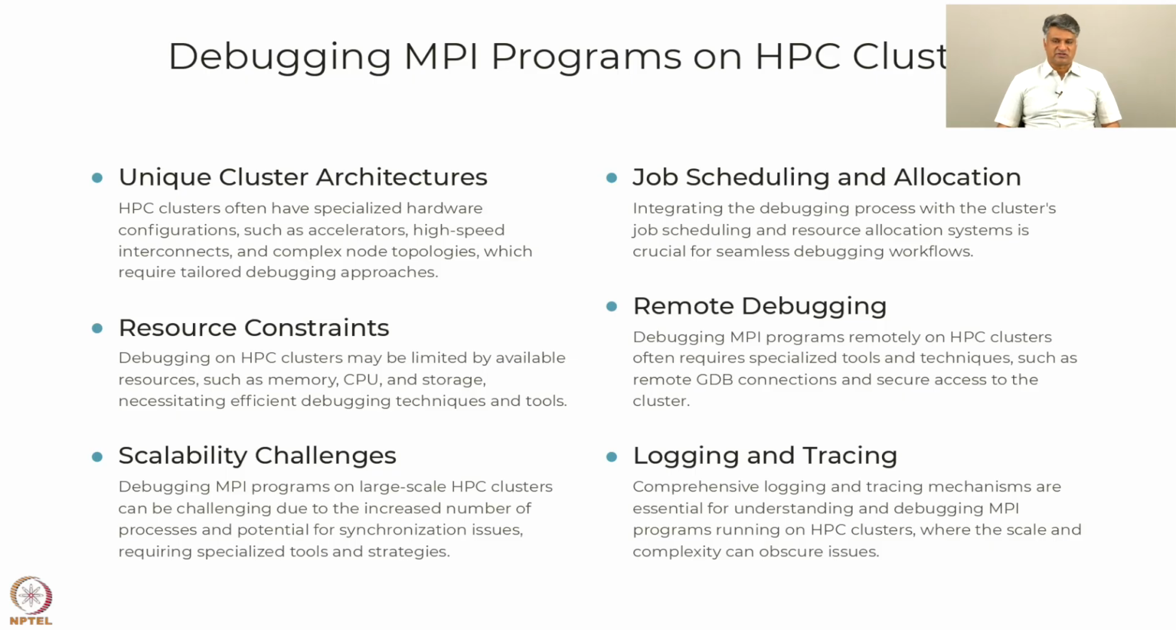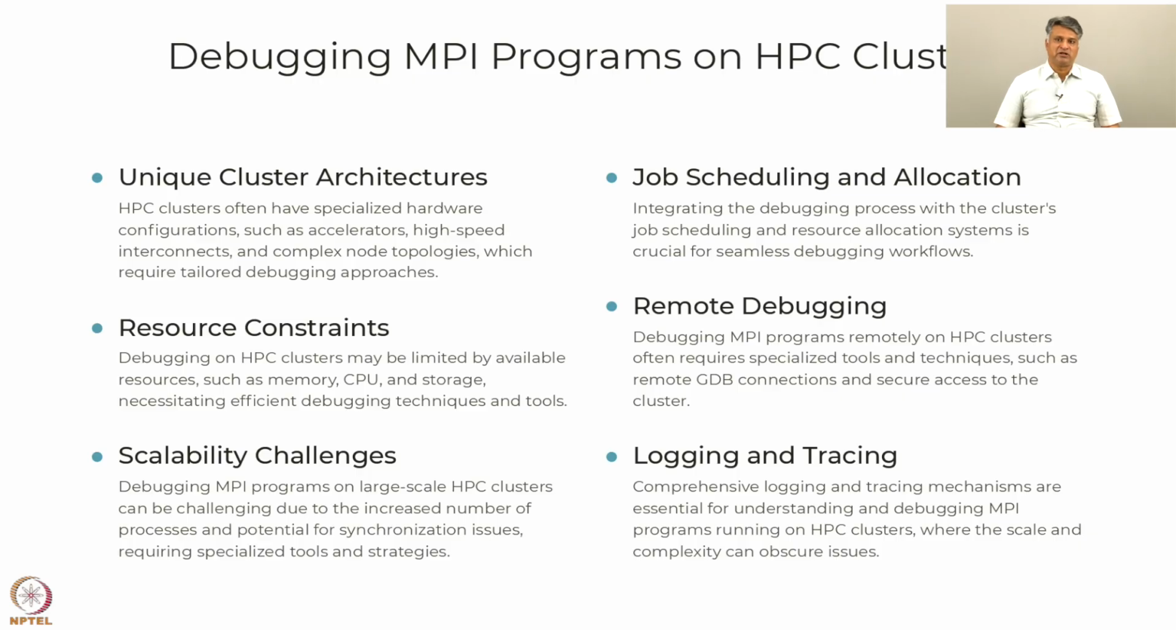What happens on HPC clusters? So far we have been talking in general, but on HPC cluster architectures, they usually have specialized hardware and configurations with accelerators, high-speed interconnects. They have complex node topologies which require tailored debugging approaches. Debugging on HPC clusters may also be limited by limited availability of resources such as memory, CPU, and storage, which necessitate efficient debugging techniques and tools. Debugging an MPI program on large-scale HPC clusters can be challenging due to the increased number of processes and potential synchronization issues requiring special tools and strategies.